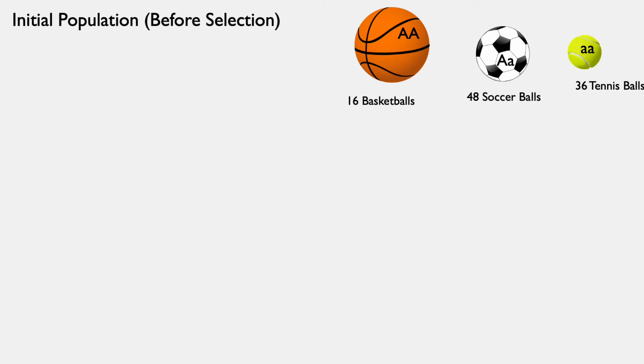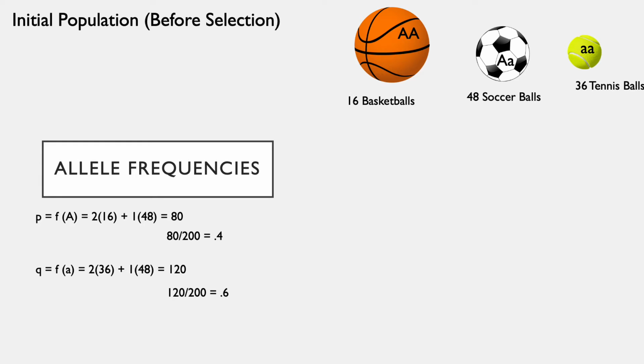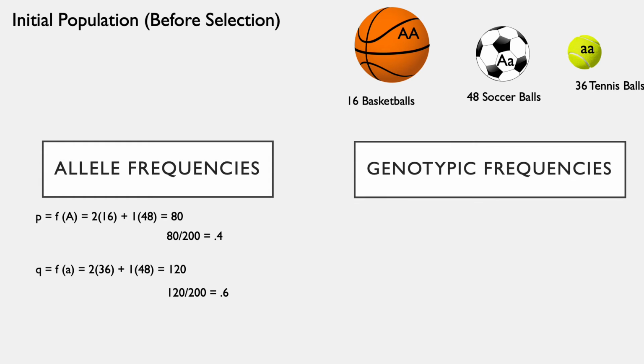Let's calculate a few things about our initial population. For allelic frequencies, we want to find our p-value, which is the frequency of the big A alleles, and our q-value, which is the frequency of the little a alleles. We then divide these numbers by the number of total alleles, 2 for each of the 100 organisms, and we get these p and q values. For the genotypic frequencies, we simply take the number of organisms for each of the genotypes and divide by the total number of organisms. We can now take our p and q values over to the next slide.